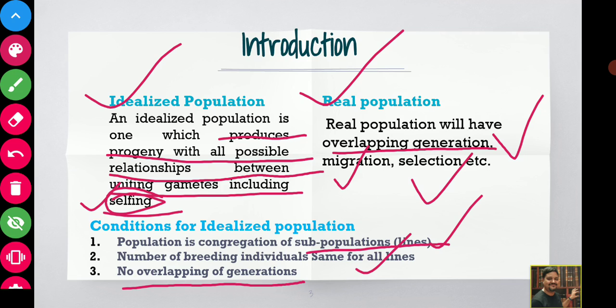So in total you can say that an idealized population is one which produces progeny with all possible relationships, and it has these three conditions: the population is a congregation of subpopulations or lines, the number of breeding individuals is the same for all the lines, and there will not be any overlapping of generations. In addition, there will not be any migration, mutation or selection in an idealized population, whereas a real population will have overlapping generations, and there will be migration and selection.